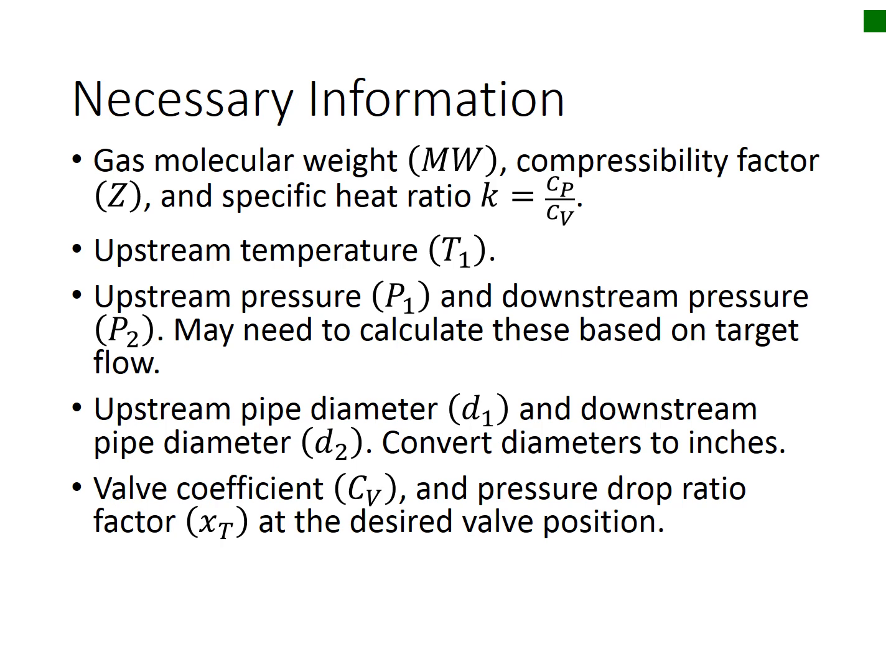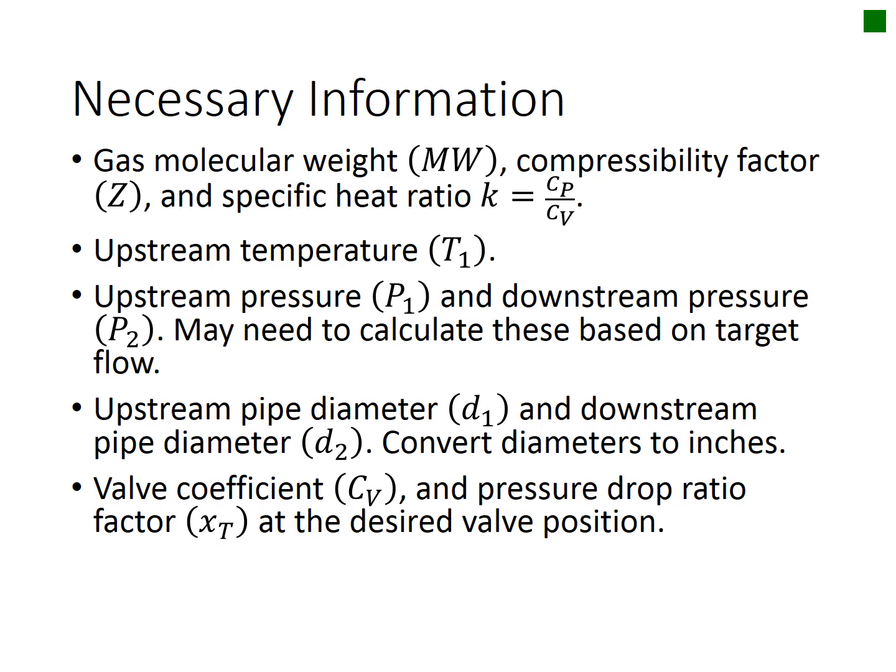And we also need a specific heat ratio, which we call K, and that's just the ratio of the heat capacity at constant pressure divided by the heat capacity at constant volume. For true ideal gases, K will be 1.4, but for other gases, that K will be different. We also need to know what the upstream temperature T1 is of the fluid that we have going into the valve, and what the upstream and downstream pressures P1 and P2 are.